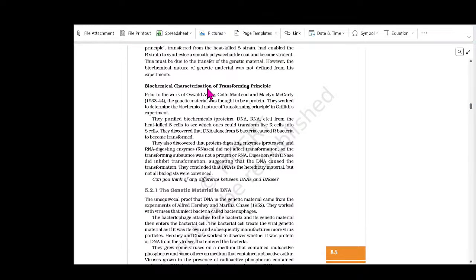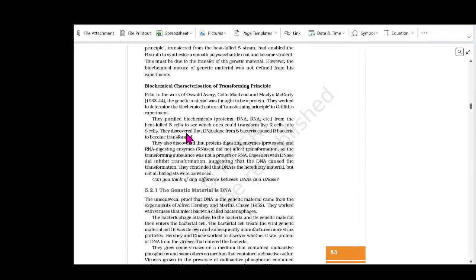Biochemical characterization of transforming principle. Prior to the work of Oswald Avery, Colin MacLeod, and Maclyn McCarty, the genetic material was thought to be a protein. They worked to determine the biochemical nature of transforming principle in Griffith's experiment. They purified biochemicals like proteins, DNA, RNA from the heat-killed S strains to see which ones could transform live R strains into the S strains.